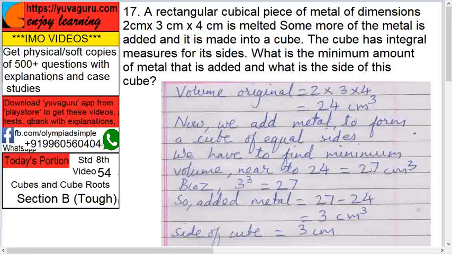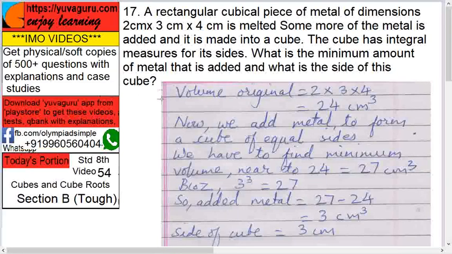So that is 27, because 3 cube is 27. So if you convert 24 to 27, then it will be a perfect cube. For doing this, what do we require? Because 3 cube is 27, so we need to add how much metal? 27 minus 24, that is 3 centimeter cube. This much metal we need to add. That is the question number 1.